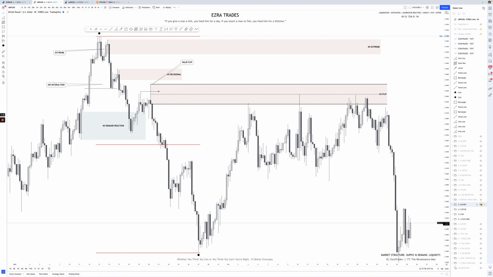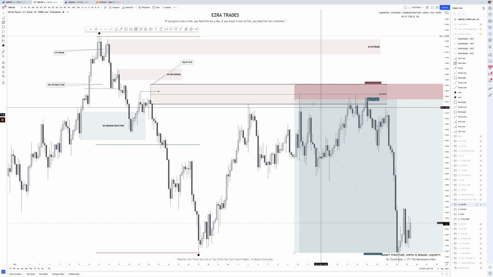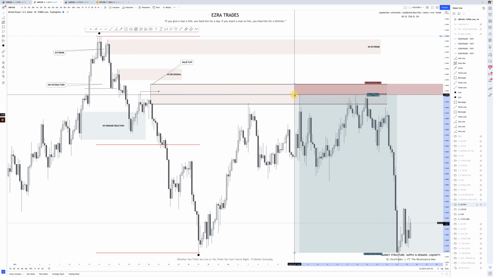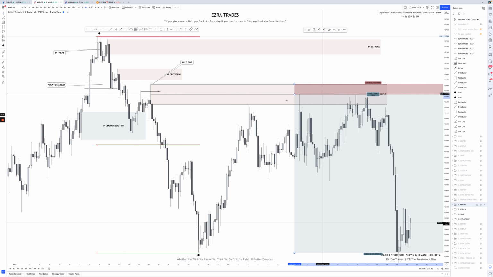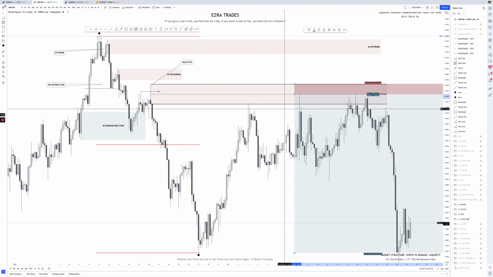So how does our entry look like? Boom. We're going to refine this here because tap to 50. We're in. We have an 18 pip stop loss. Now, this is a risk entry. We're not refining down. So if you're doing a risk entry, there's no need to drop time frames. There's no need to get a change of character and flip inside of your POI, right?